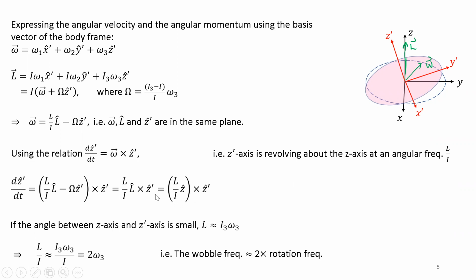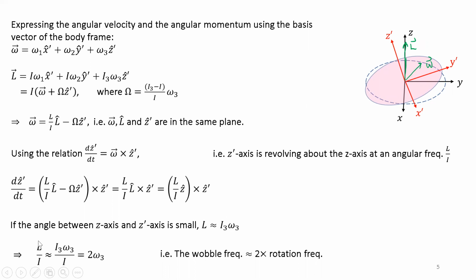Okay, so now we are almost done here. Now I'm going to make an approximation. That is, I'm assuming that this wobbling amplitude is small. So that is the normal vector of the plate. Okay, so it's quite close to the perpendicular, the vertical z hat vector itself. So in that case, the L can be simply written as approximately equal to I3 omega 3.